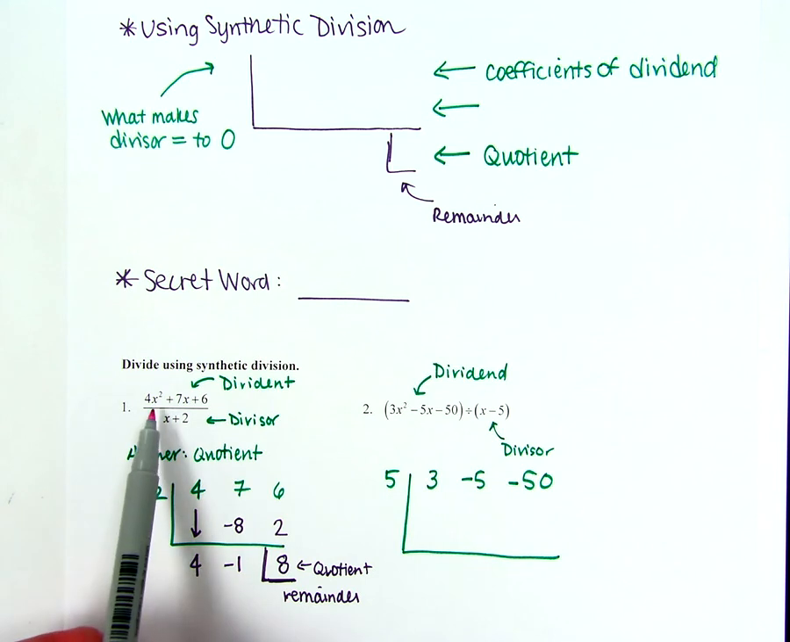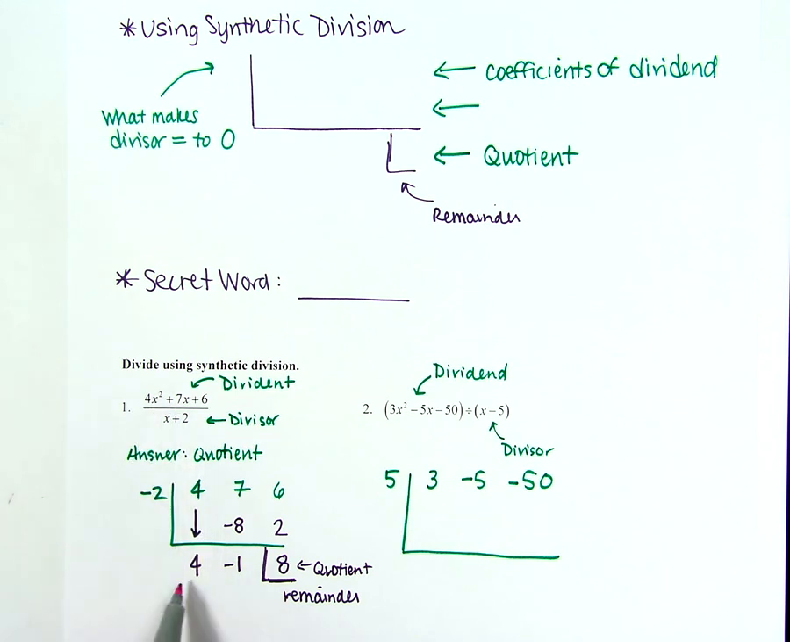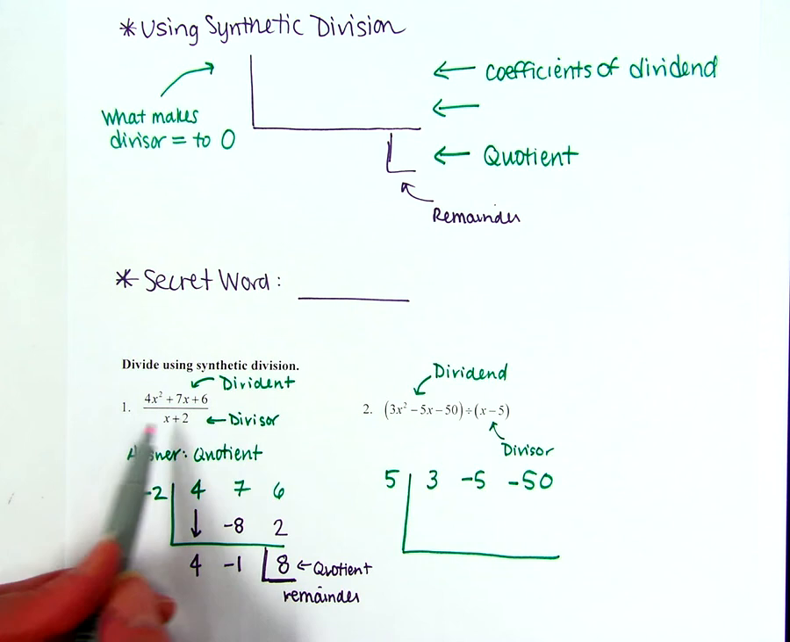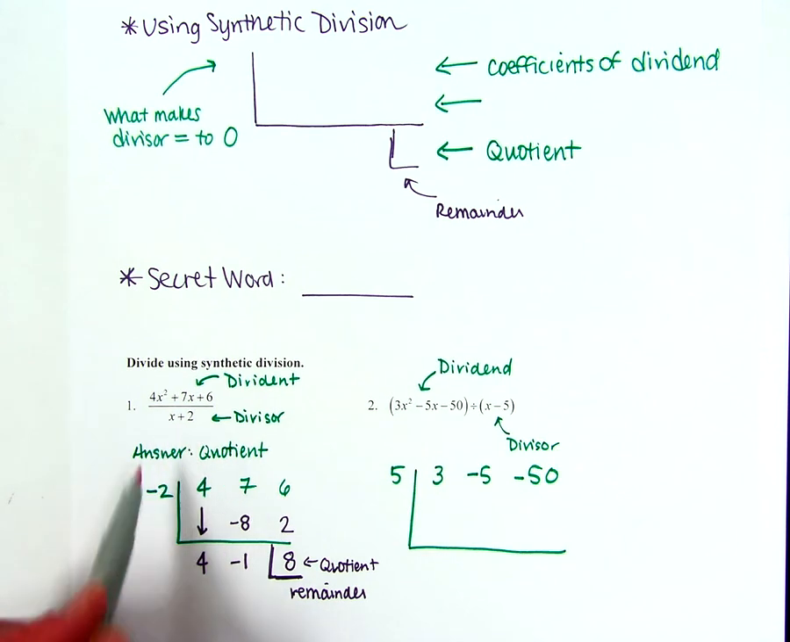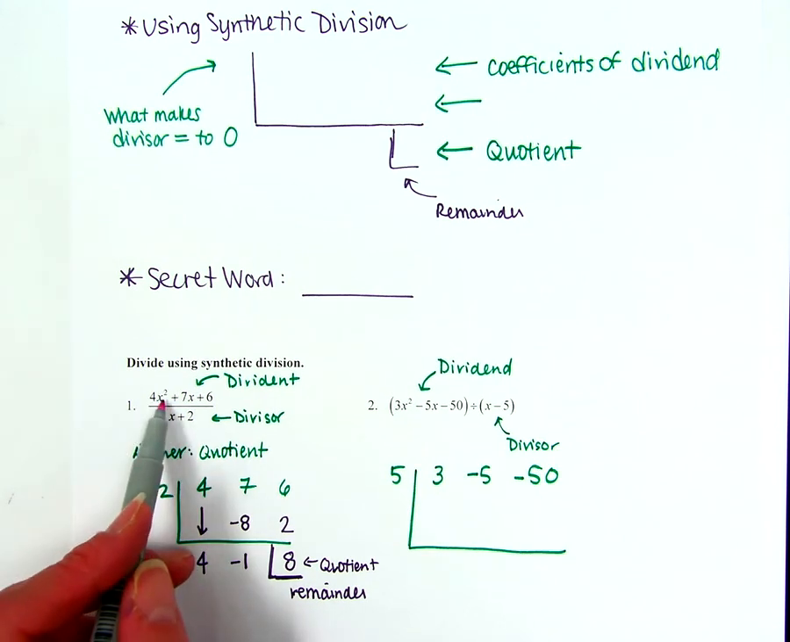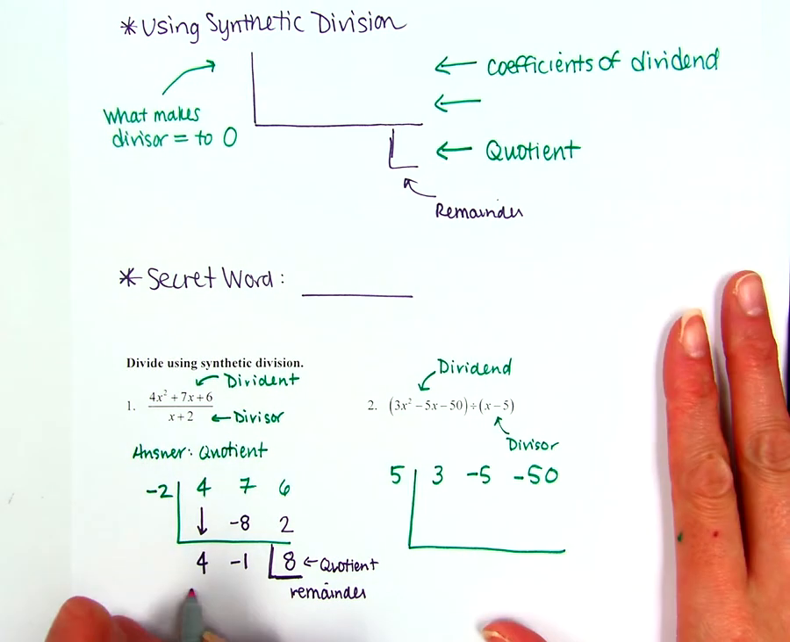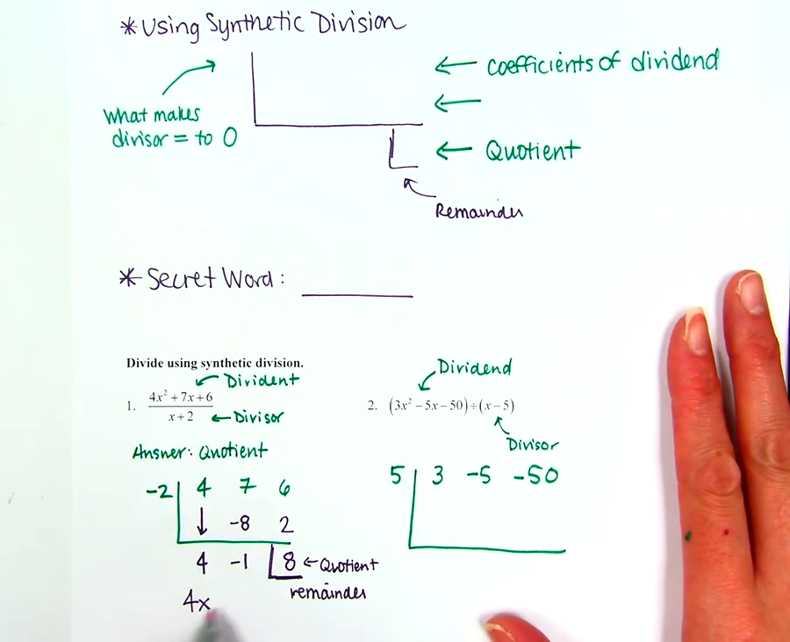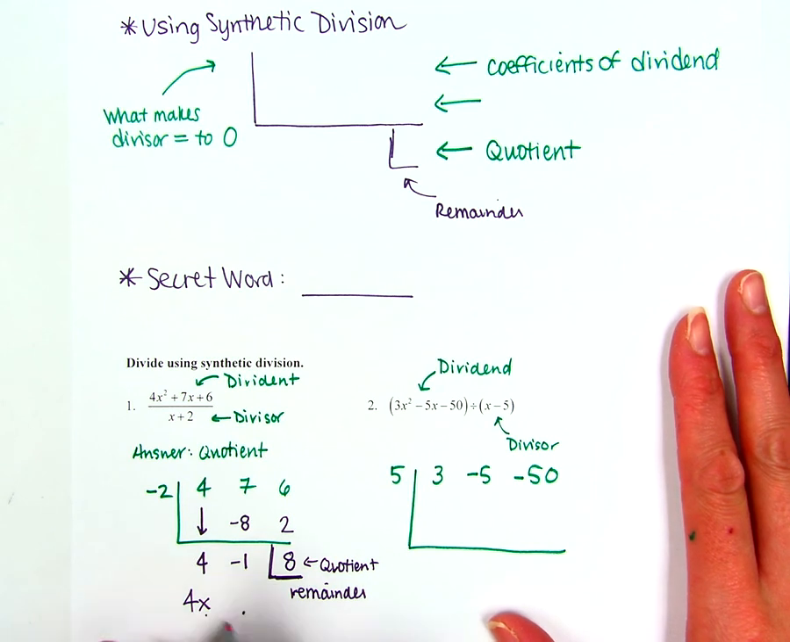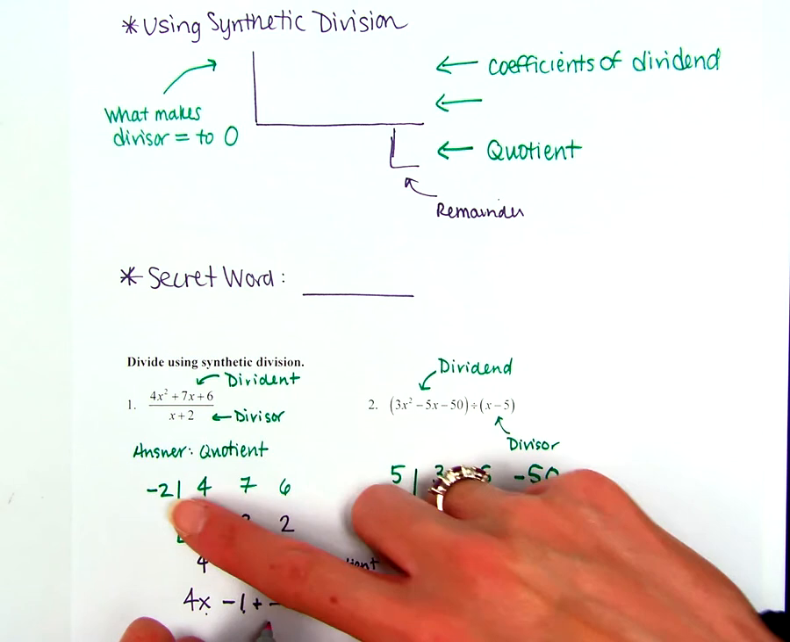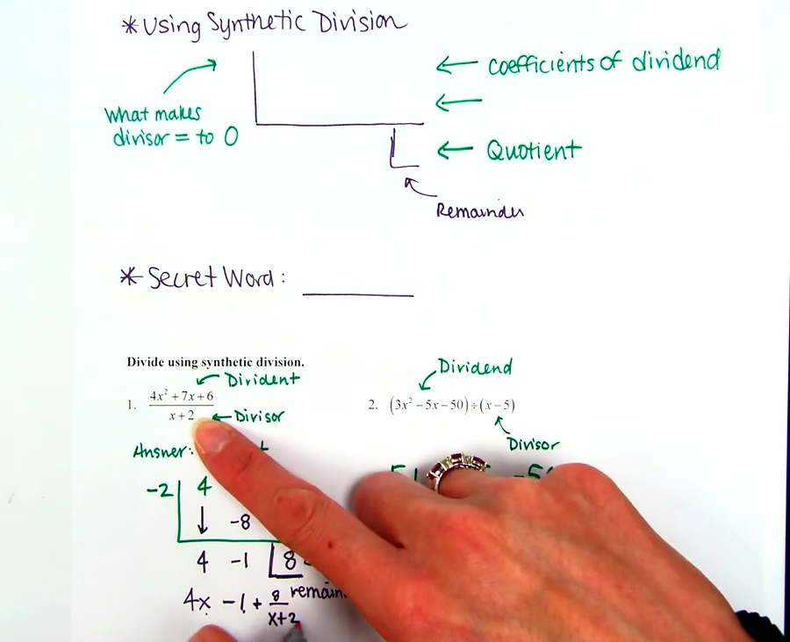Okay, so this is where you're looking at what was the degree of the original problem. The degree of the original problem was x squared, so this is the second degree. So I'm going to take away 1 degree because I divided by a linear term. So instead of having 4x squared, I'm going to take off 1 degree. This is going to be 4x. And then I'm going to go 1 degree less. So this was x to the first. This is going to be no x's. So it's 4x minus 1. And then this remainder is 8 over my original divisor, which is x plus 2.